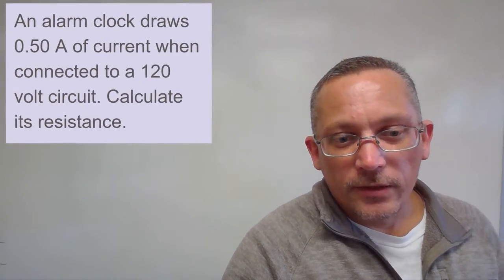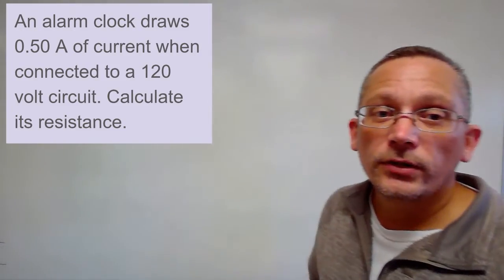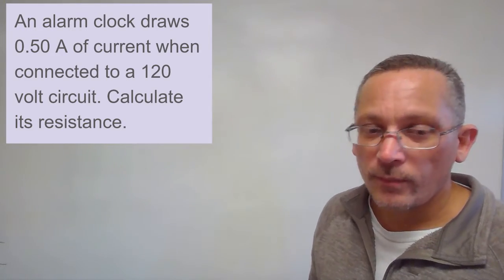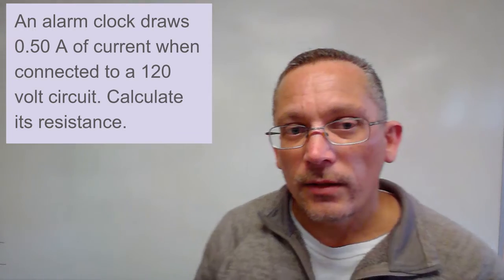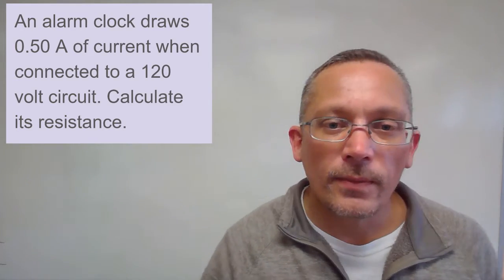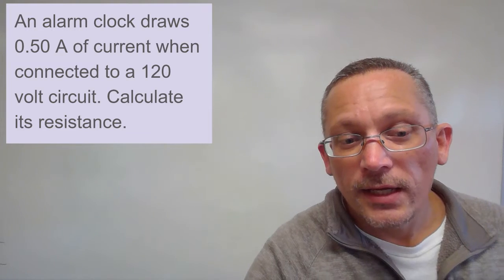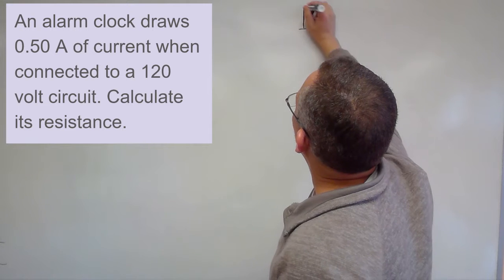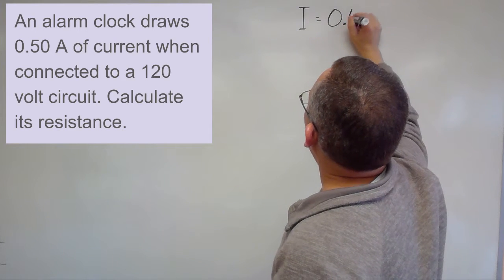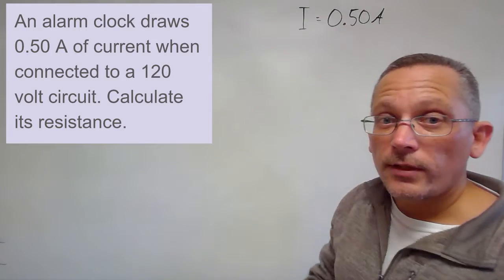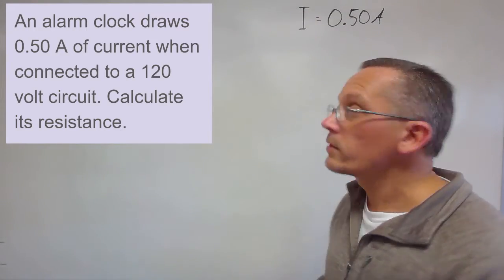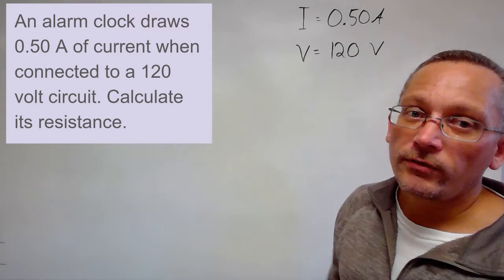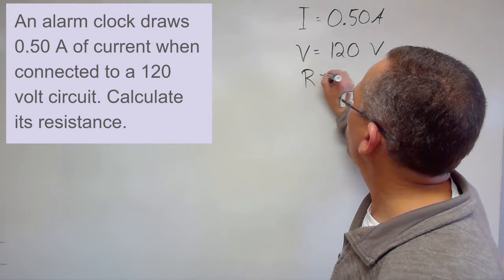Here's the kind of problem for us to take a look at here. It says an alarm clock draws 0.50 amps of current when connected to a 120 volt circuit. Calculate its resistance. Okay, so first let's list the things that we know. We know that the current, it says, is 0.50 amps. So the current, I, is 0.50 amps. And it tells me that the voltage is 120 volts. So the voltage is 120 volts. It says find the resistance.